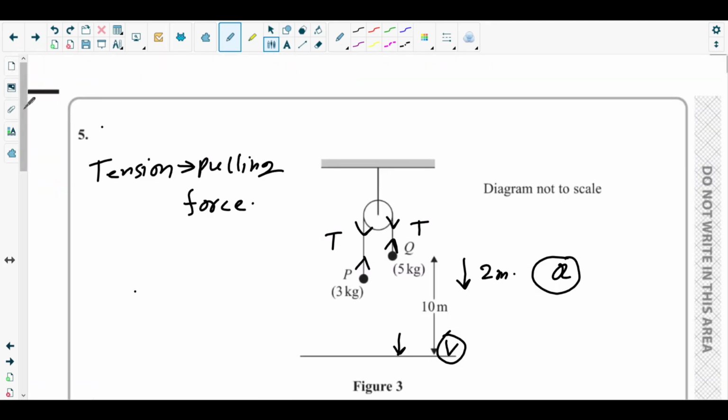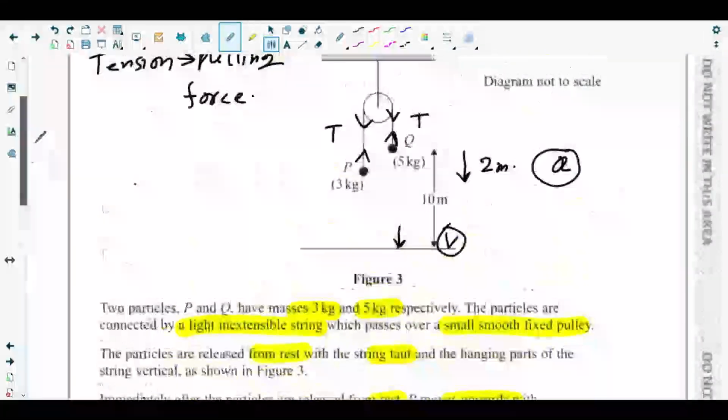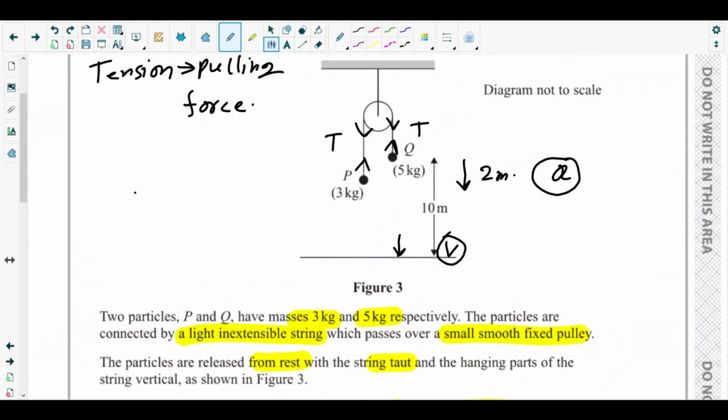Okay, and that's what exactly part D of question number 5 has asked for. That's it, and that's the end of question number 5 from Mechanics 1 October 2024 paper. That's it.